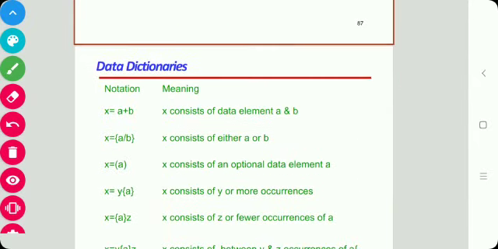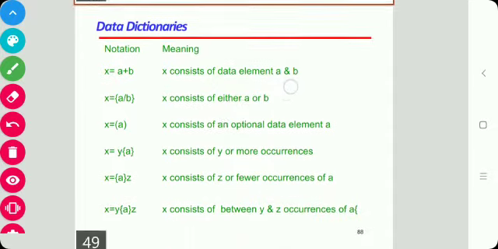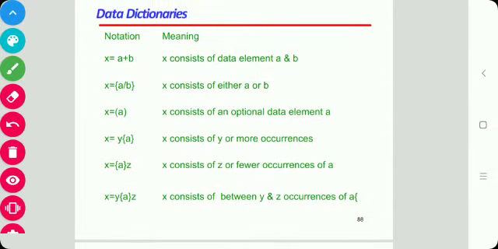So these are some of the notations that are used in the data dictionaries. First, x = a + b means x consists of data elements a and b both. x = [a | b] means x consists of either a or b. x = (a) means x consists of an optional data element a.